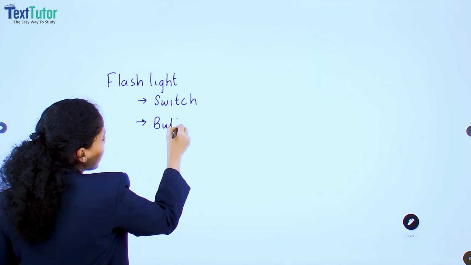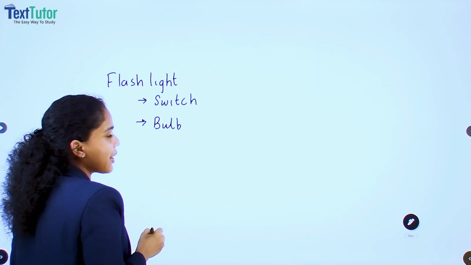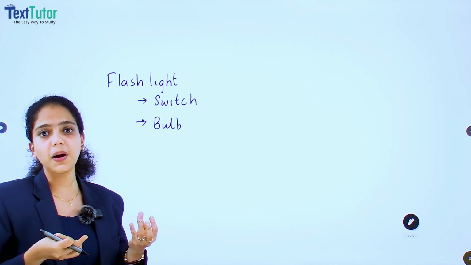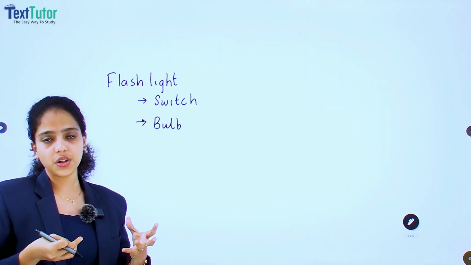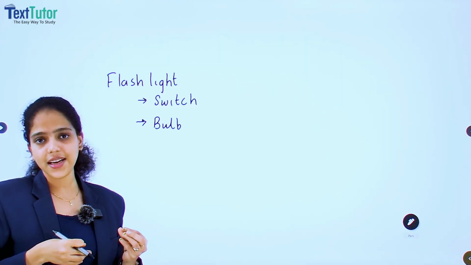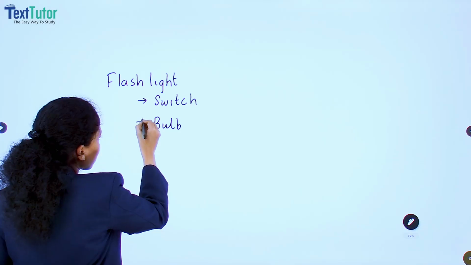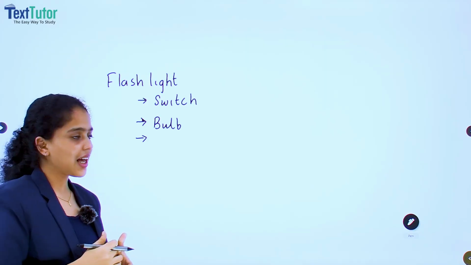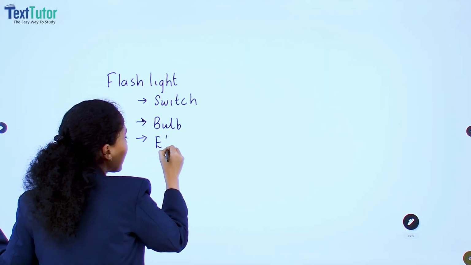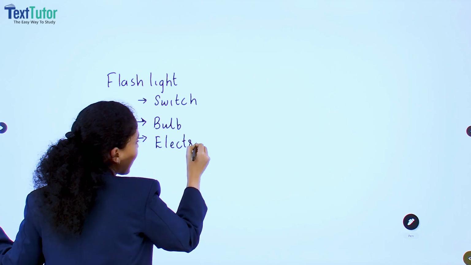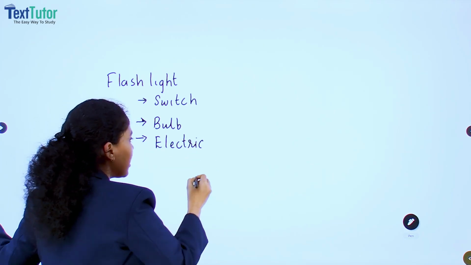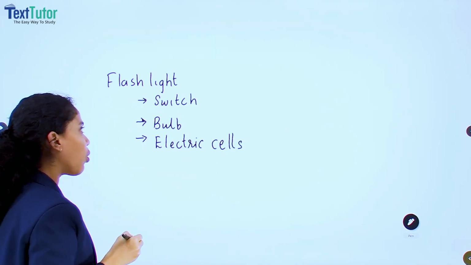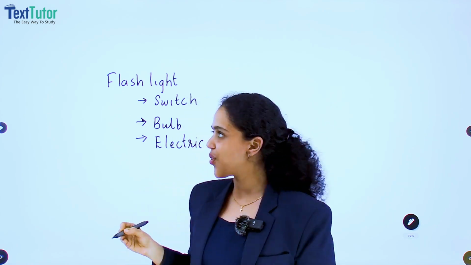Then we can see the bulb. You notice the bulb in front of the flashlight. When we slide the switch forward, the light comes out through this bulb. When we slide backward, the light goes off. And while opening the flashlight, you have observed the electric cells, two or more. It may vary based on different flashlights. Minimum there are 2 electric cells.